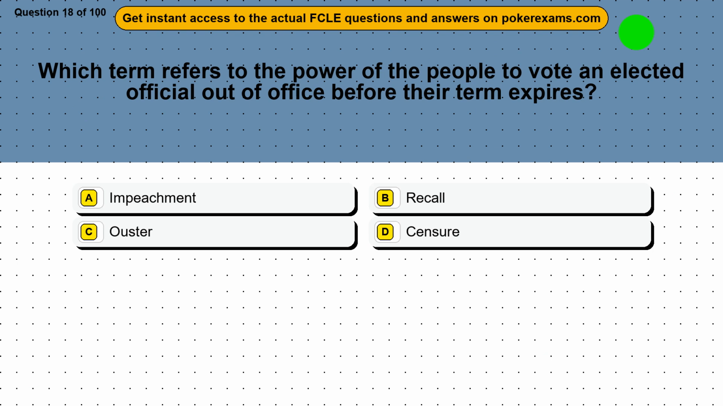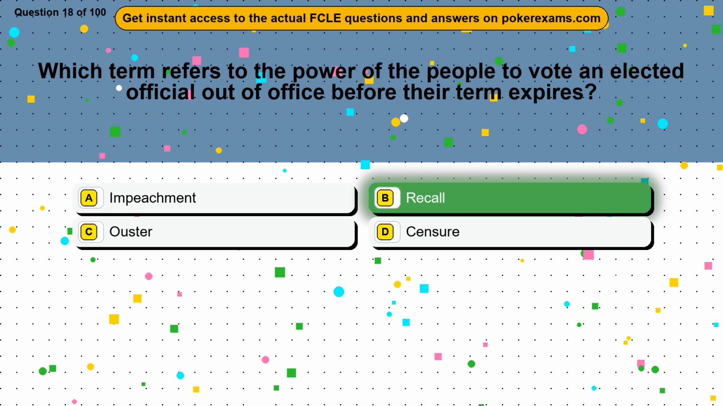Question 18. Which term refers to the power of the people to vote an elected official out of office before their term expires? Option A, impeachment. Option B, recall. Option C, ouster. Option D, censure. The correct answer is option B, recall.